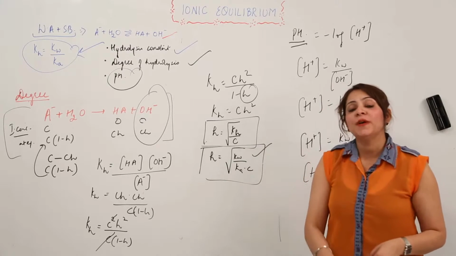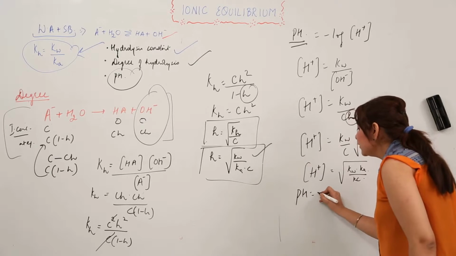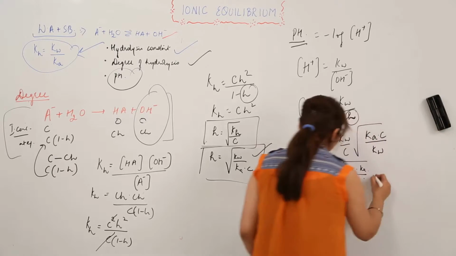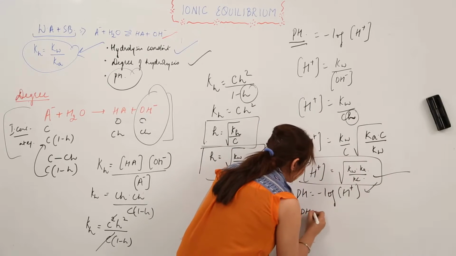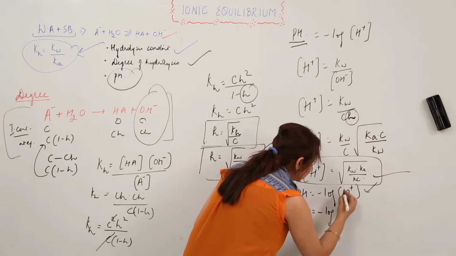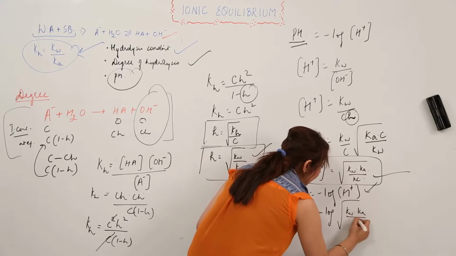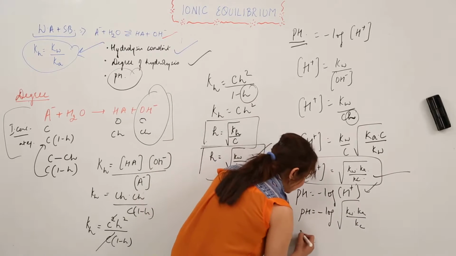Now substituting this value of H positive in this pH expression, what we get? pH is equal to minus log H positive, right? So I'm just substituting this expression for H positive. What do I get? pH is equal to minus log of this, Kw into Ka upon Kc, right? So I can write this expression in this way also.